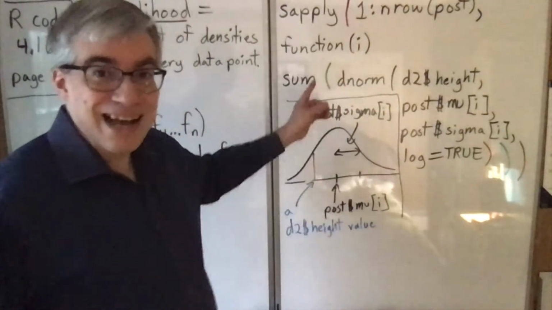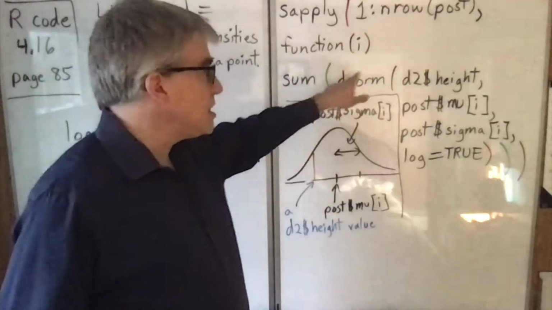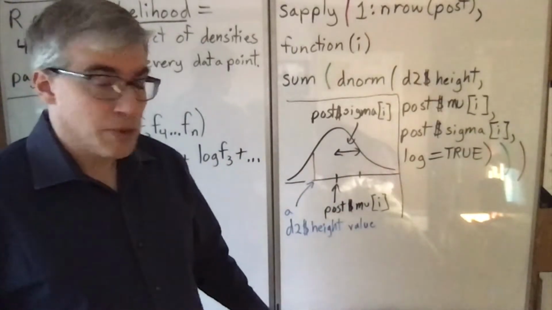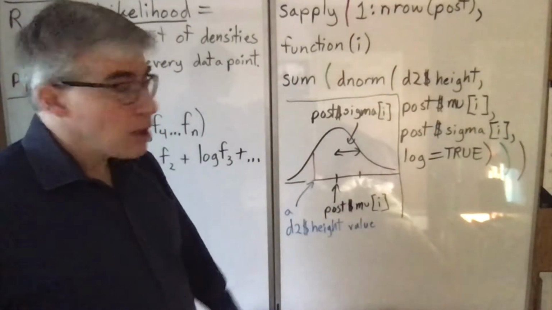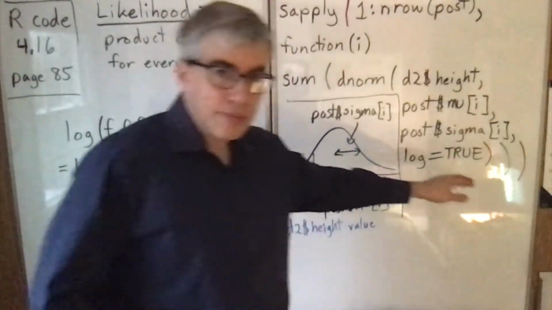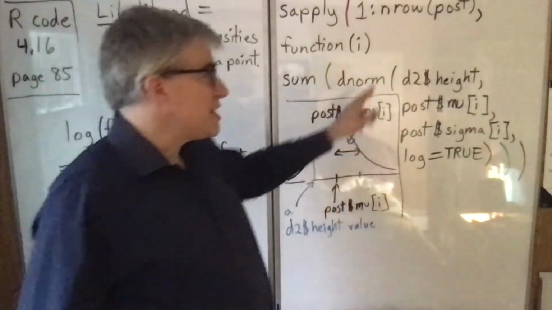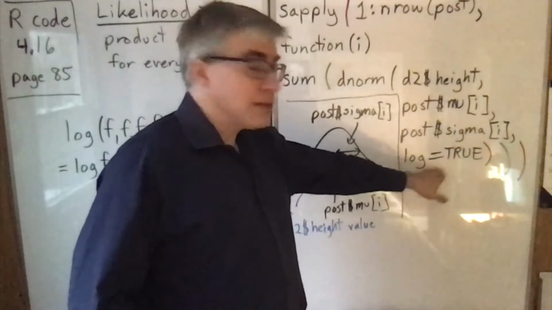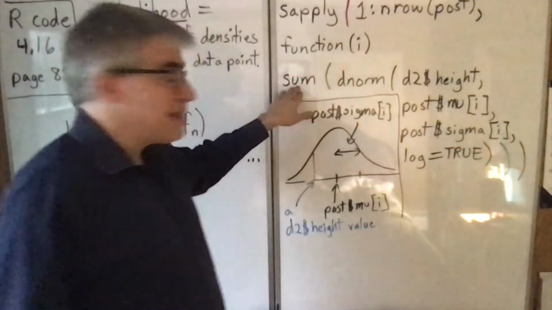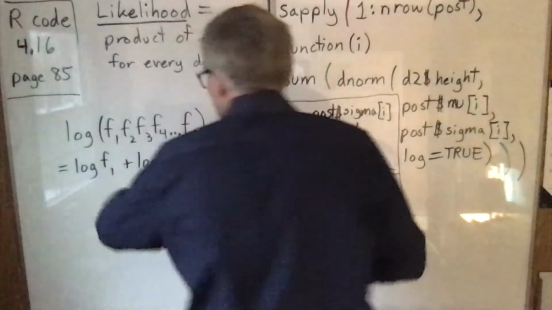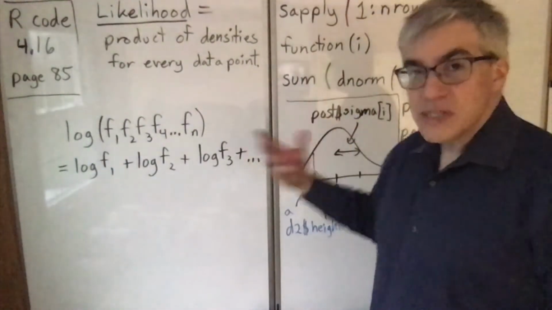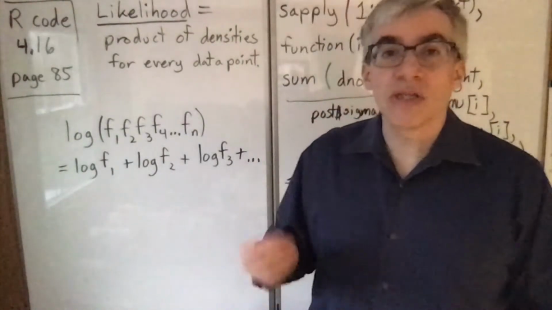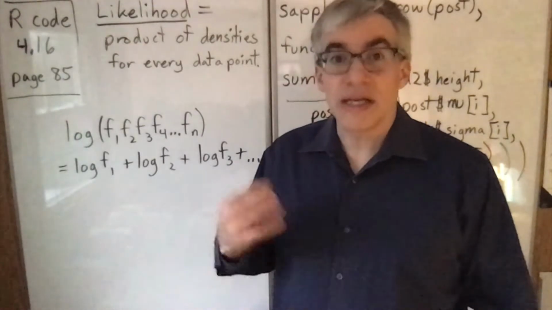dnorm gives us that height, that probability density, the density of the normal distribution. We're going through this 10,000 times. We're taking each row of post, we're taking its mu and its sigma, and then for each of those rows, we're going to take all of the data, calculate how high they are, take the logarithm, and then add them all up into one number, the log of the likelihood of getting all of those data given this particular value of mu and sigma. So he calls that variable LL because it is the log likelihood.